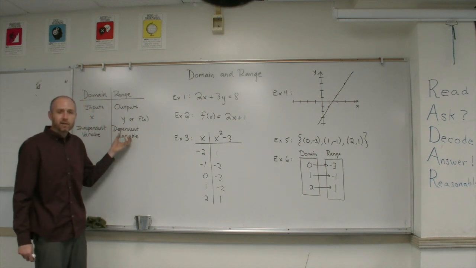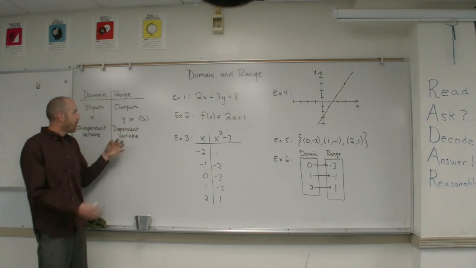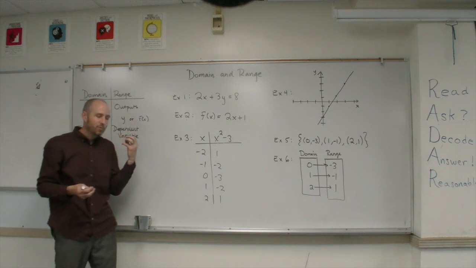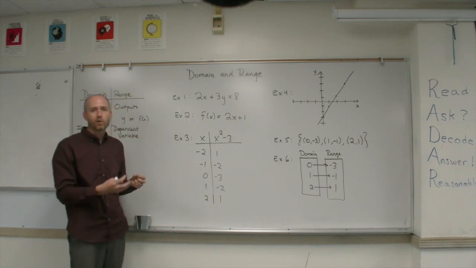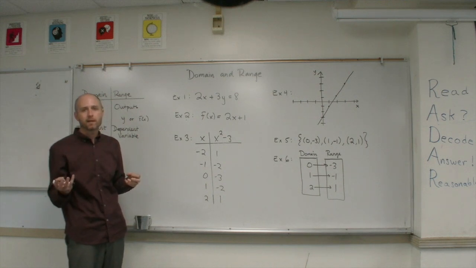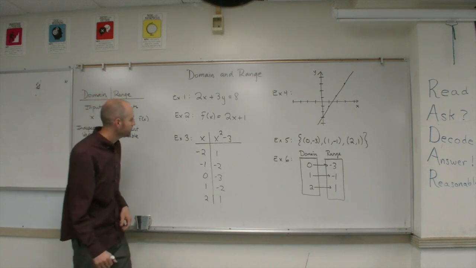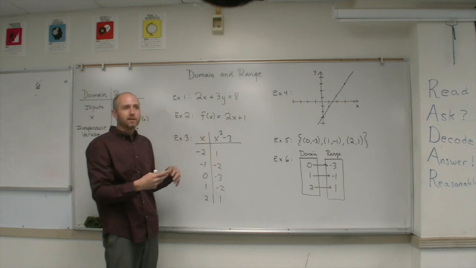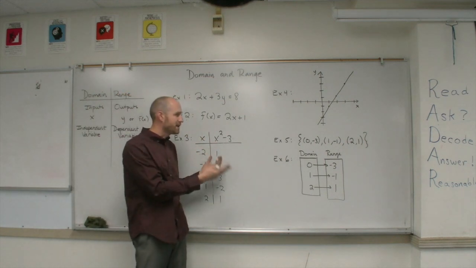And finally, another name is dependent variable. All of these are representing the same idea. What numbers can you put into a function or a relation, and what numbers can possibly come out once you make that input?